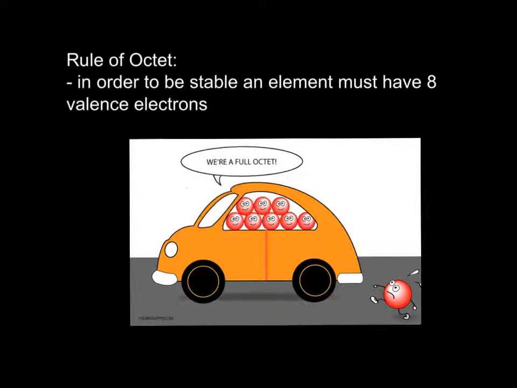For the rule of octet, we know that noble gases have 8 valence electrons, meaning that they are stable. Other non-noble gas elements bond with each other in order to try to simulate this feeling of stability.